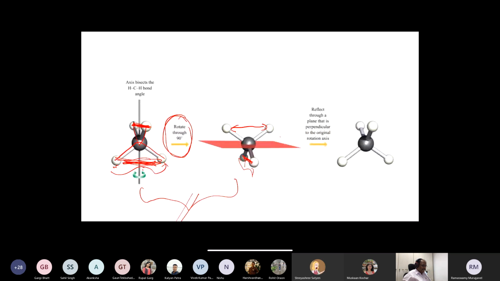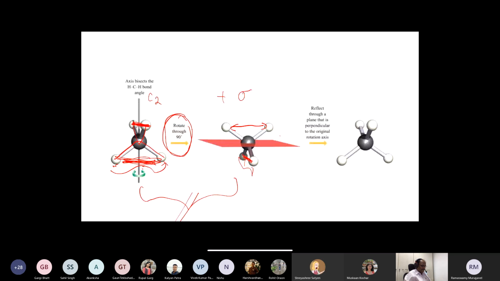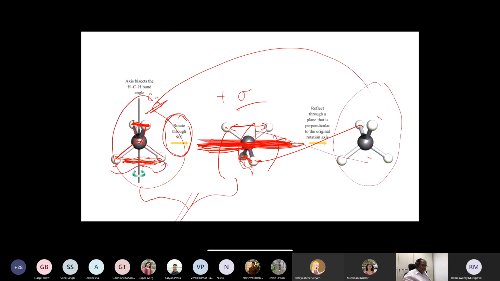However, if I do a C2 rotation and add it up with a sigma, I am reflecting this molecule. I just rotate and also slice it, slicing it along this plane. Now the top goes to the bottom, the bottom goes to the top, and this molecule and this molecule are identical.